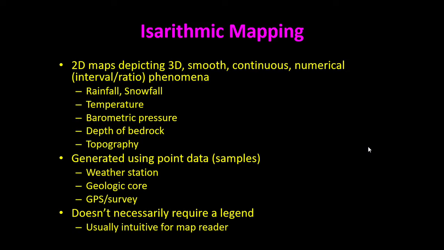What do I mean by smooth and continuous? It's going to essentially spread out across the entire map. We're going to have essentially a smooth surface. Keep in mind, we're going to have data in which it's nearly impossible to have every single point on Earth to be able to measure it. And so essentially what we have is maybe a few stations, a few points where that particular phenomenon is recorded.